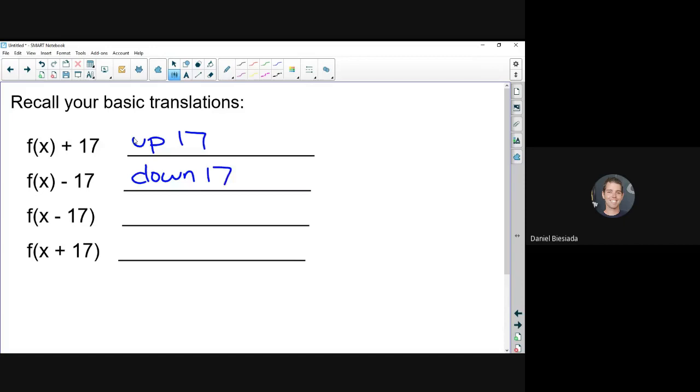And then our inside of the parentheses numbers are going to move us left or right. Remember, that's the tricky one. It's the opposite of what we'd expect. So if I see f of x minus 17, that's actually a shift going right. And if I see f of x plus 17, that's a shift going left. So very important today that we remember our left, right, up, and down shifts.